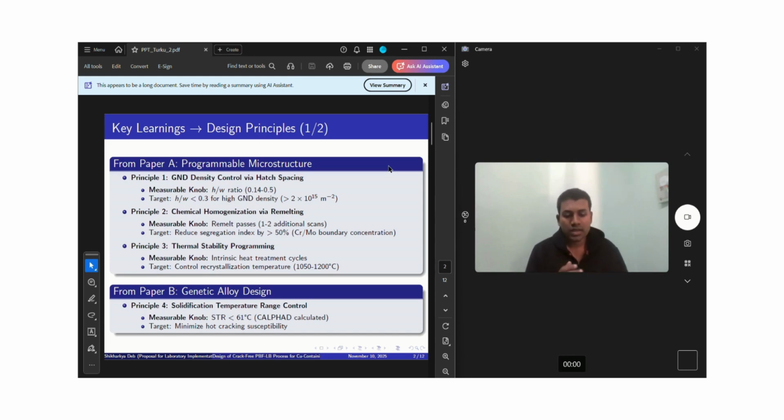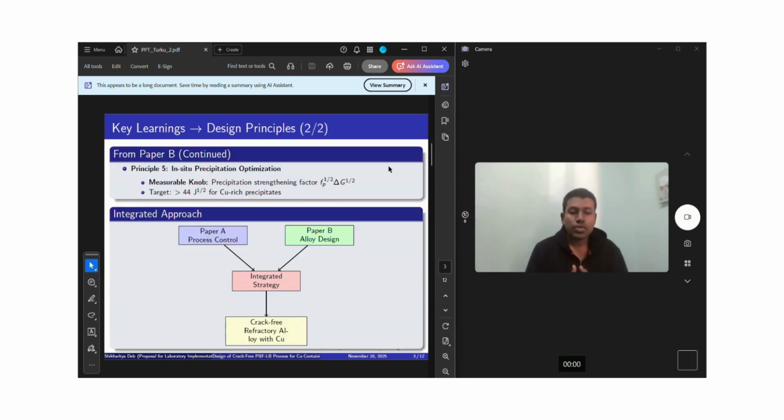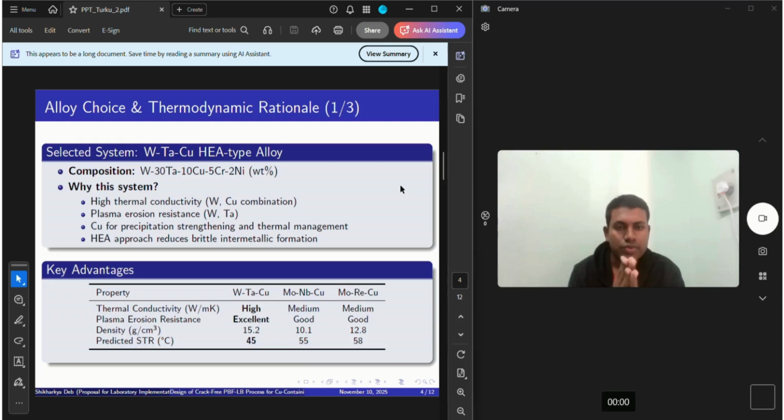The fifth principle includes the in situ precipitation optimization, which is nothing but the product of the volume fraction of precipitate and the driving force. They tested 17-4 precipitation hardened stainless steel, where the precipitation strengthening factor was 44 joule to the power half. So they tried to optimize the composition to a value less than 44 joule to the power half. We chose tungsten, tantalum, and copper.